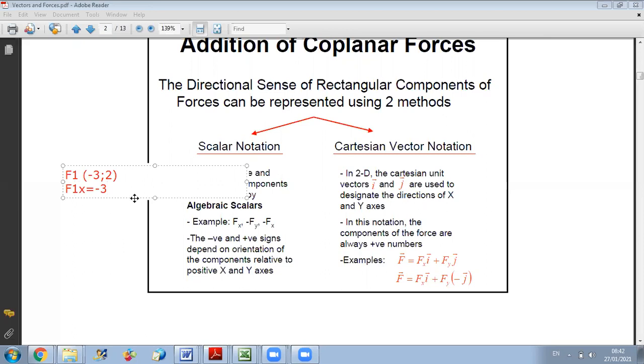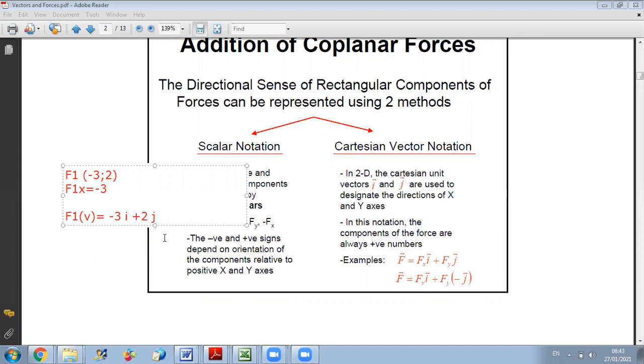this means that the projection of f along the x-axis is in the negative direction. While for the Cartesian vector notation, I always express my force as an addition of two vectors. So instead of writing it like this, if I want to do the Cartesian notation, I will write f1, of course vector, so I put an arrow above it. F1 vector is equal to -3i plus 2j.